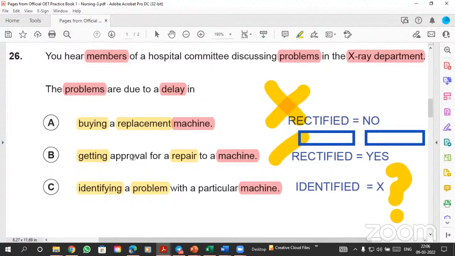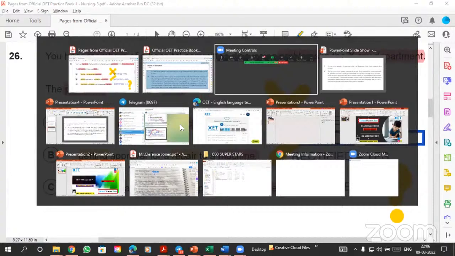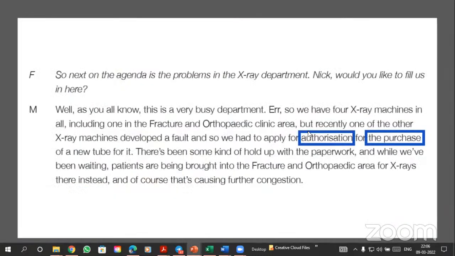So now, what they are doing, they are purchasing. Purchasing what? Are they purchasing a new machine? A replacement machine? So let us check. They are purchasing a new tube for it. It means the same machine. They are not purchasing a new machine, but they are purchasing a new tube for it. Only the tube they are purchasing, not the entire machine.